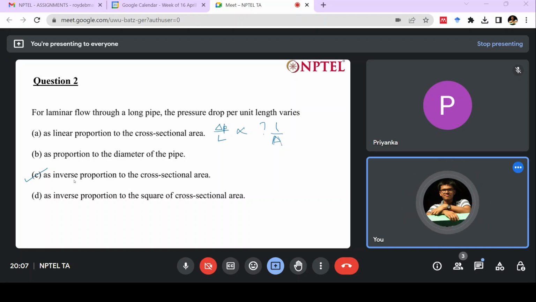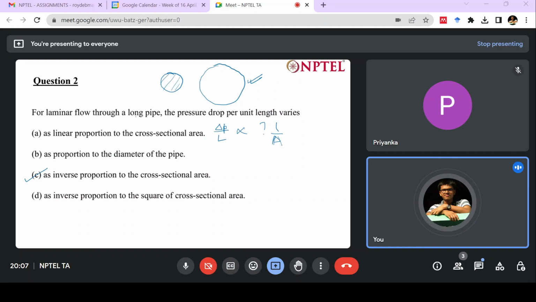Why? Because you can understand if my diameter is increased, my volume which is going through is increasing, and my surface area is also increasing. But what I'm trying to say is, if this is there and this is there, which has a larger cross sectional area? The volume to surface ratio will be higher in this case. So there will be less resistance from the wall. The wall effect will be more in case of smaller pipe.